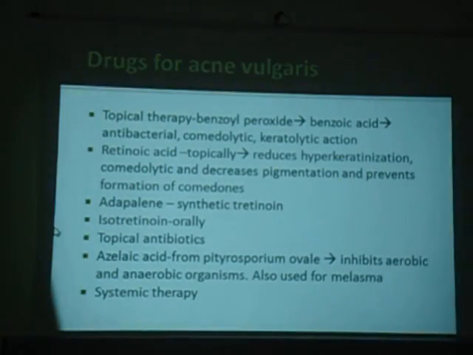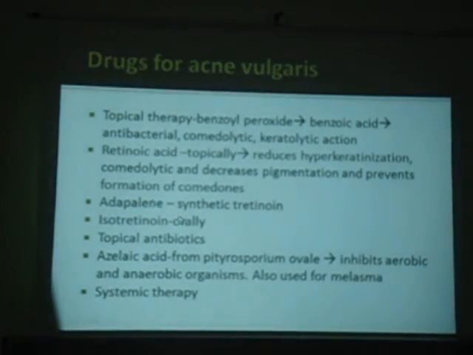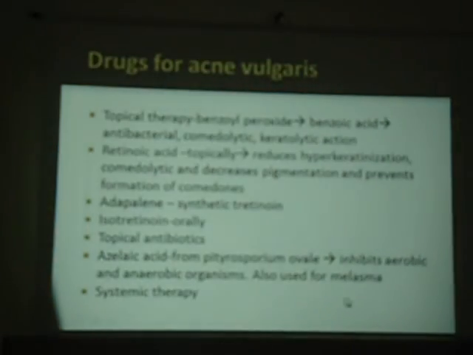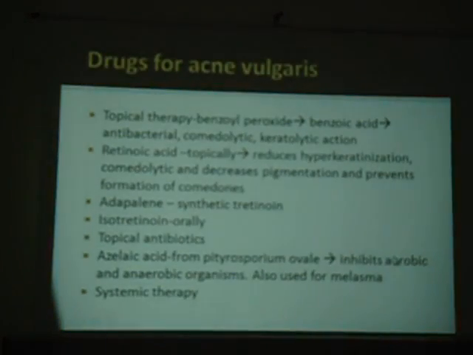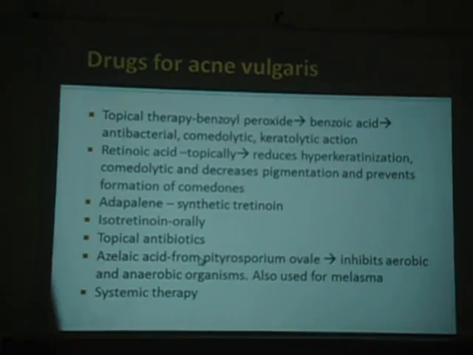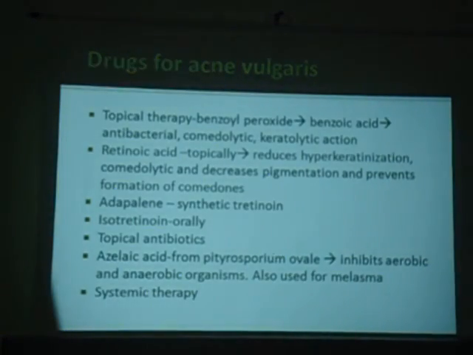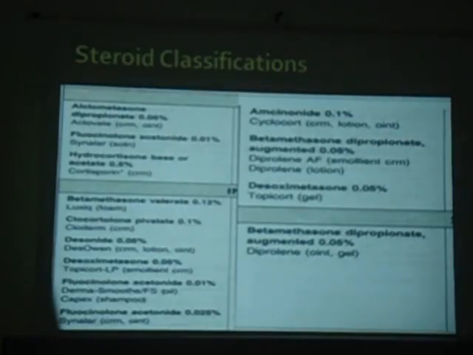For topical antibiotics, we use clindamycin creams, you know, Clindac. Azelaic acid is one more topical agent, obtained from Pityrosporum ovale, which inhibits both aerobic and anaerobic organisms, and it can also be used for melasma. Some systemic therapies are used including doxycycline, clindamycin, clarithromycin. All these systemic therapies are available.